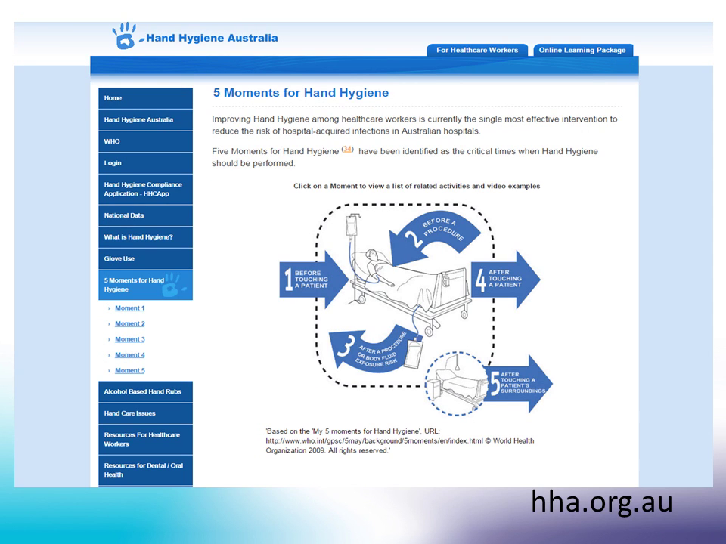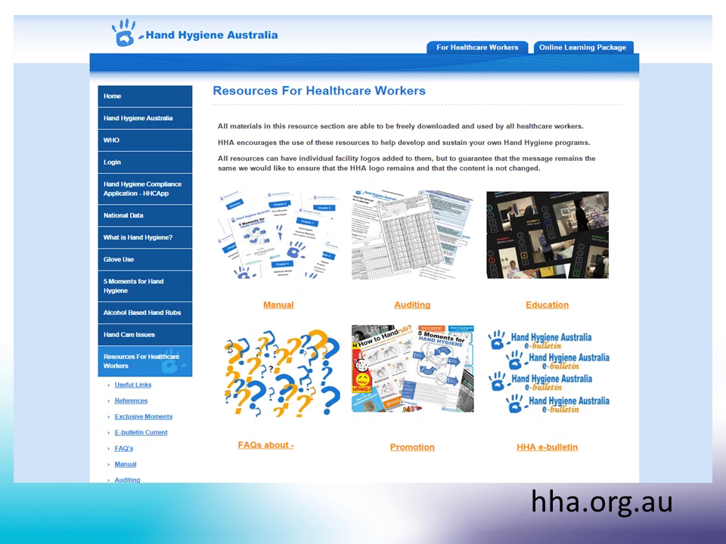More detail on the 5 moments for hand hygiene can be found on the Hand Hygiene Australia website at www.hha.org.au. There are a large number of resources that can be found at the Hand Hygiene Australia website, including the HHA manual, educational and promotional materials.